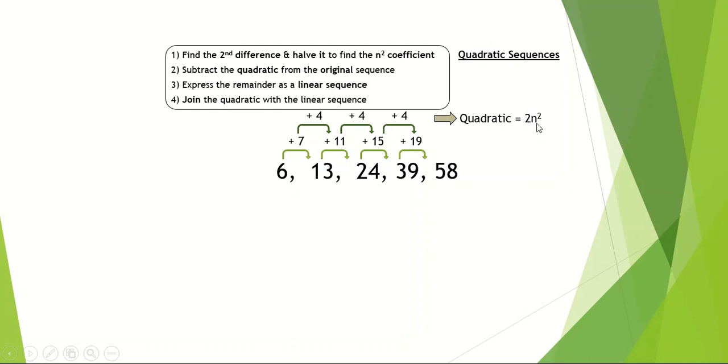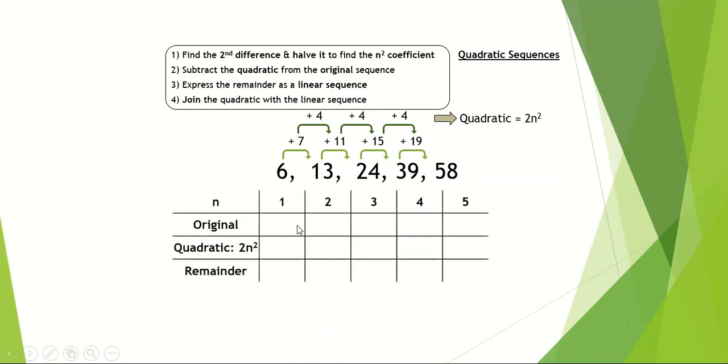Note that when you do this, you square n first before you multiply by 2. So your quadratic will have 2, 8, 18, 32, 50. And then subtract the quadratic from the original. You're going to have 4, 5, 6, 7, and 8. This is now a linear sequence.